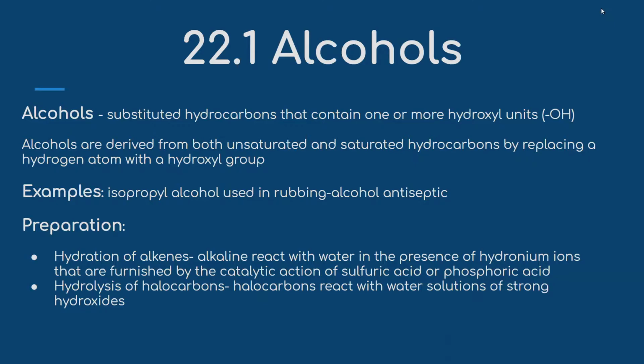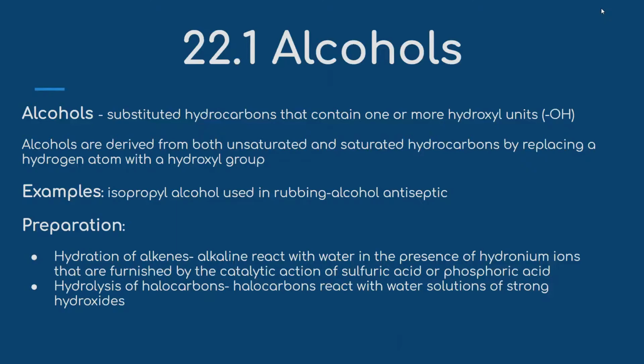Alcohols are substituted hydrocarbons that contain one or more hydroxyl units. Alcohols are derived from both unsaturated and saturated hydrocarbons by replacing a hydrogen atom with a hydroxyl group. Examples of alcohols include isopropyl alcohol, which is used in rubbing alcohol antiseptic, which is a form of hand sanitizer.